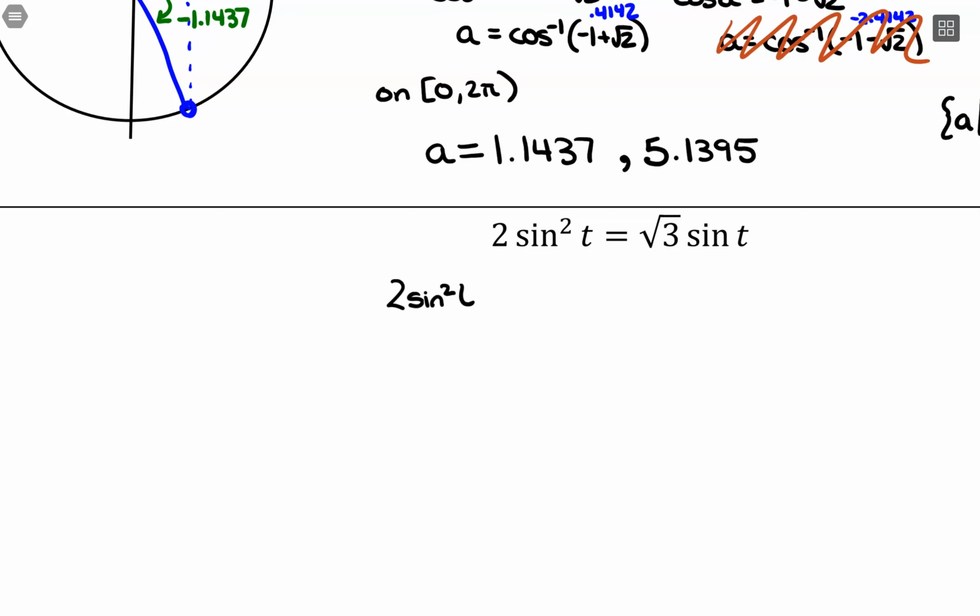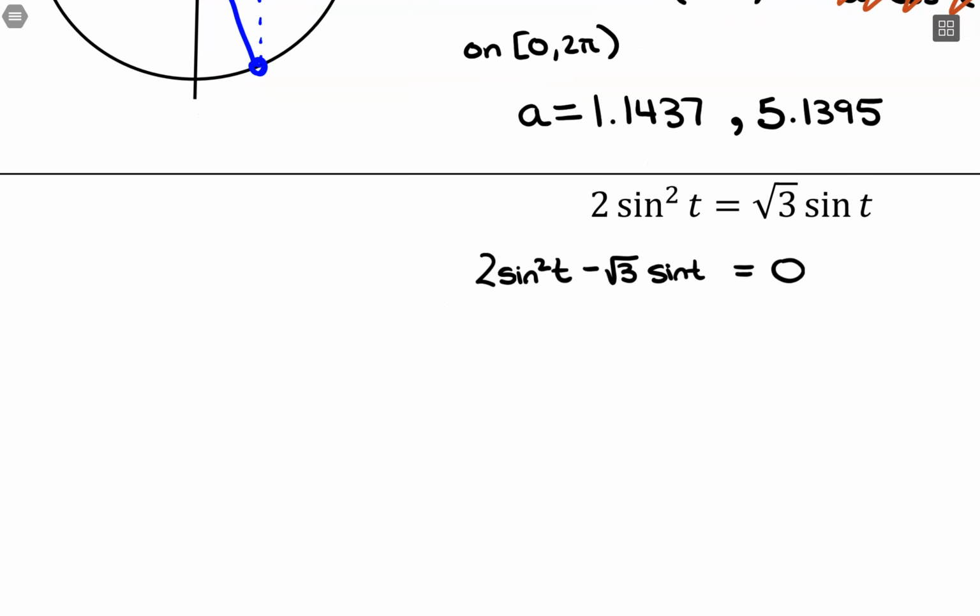So I'll have 2 sine squared of t, and then minus that root 3 sine of t equals 0. Now with this one, I have a common factor. I have this common factor of sine of t, so I'm going to factor out a sine of t, which leaves me with 2 sine t minus root 3 equals 0. So I just divided out a sine of t from each of those terms, so I have it out front. Then I have my 2 sine t minus root 3 as the leftovers.